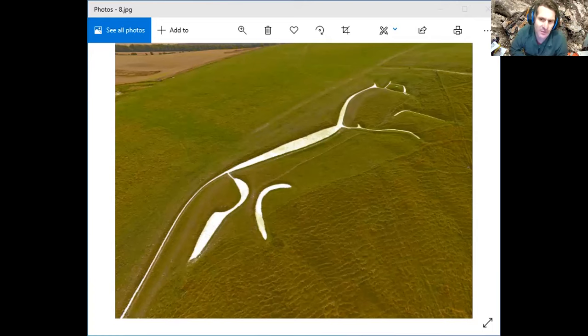So the Uffington horse might actually be much older than 3,000 years old, but that's the layer that they've actually dated. That's the last available layer that they're able to date. So it's great. We know it's at least 3,000 years old. That layer tells us that this is at least 3,000 years old. So this is how we can really understand the Uffington horse.